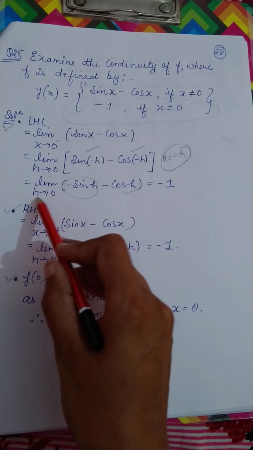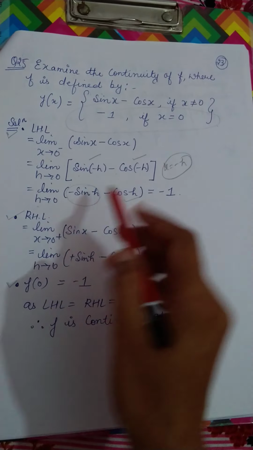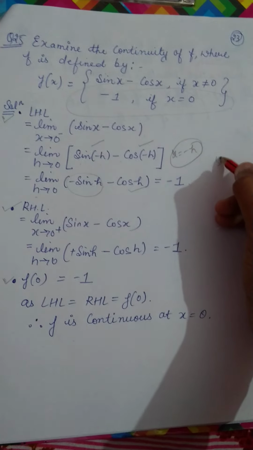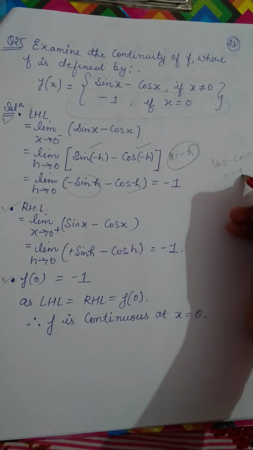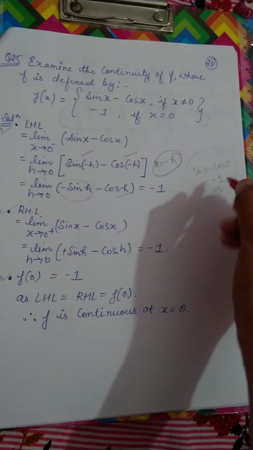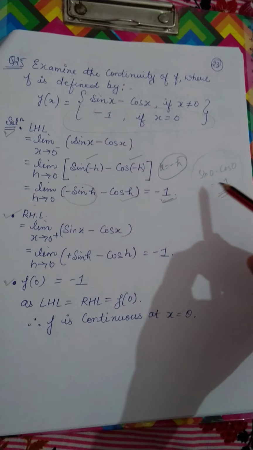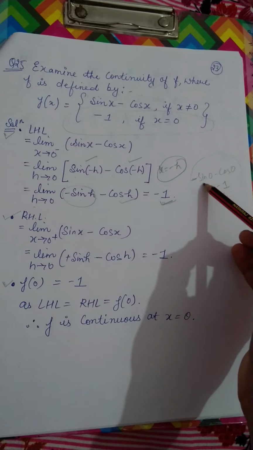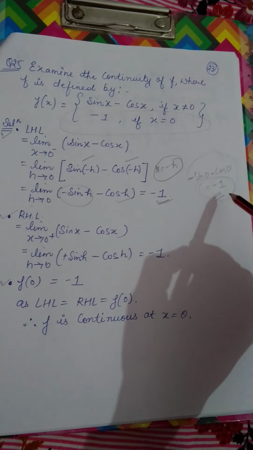As I put the value 0 here, if I find the value of minus sin 0 and minus cos 0, I will get the answer minus 1. What answer will I get, beta? Minus 1. That's why I have written over here minus 1, because minus of sin 0 and minus of cos 0, the answer is minus 1.